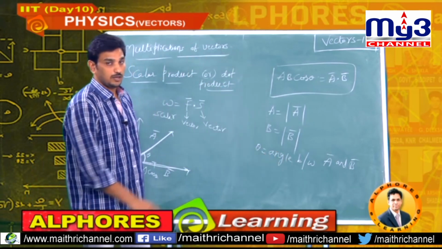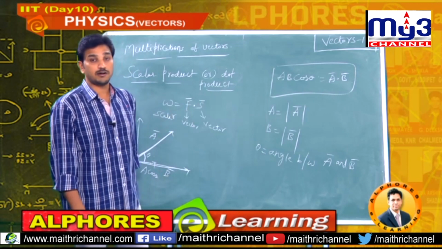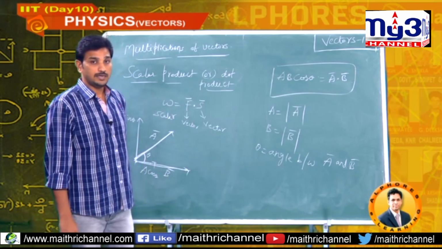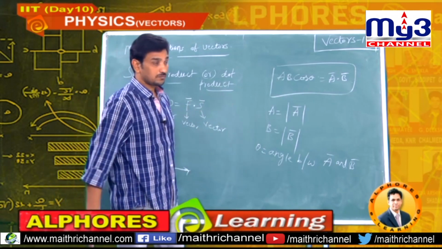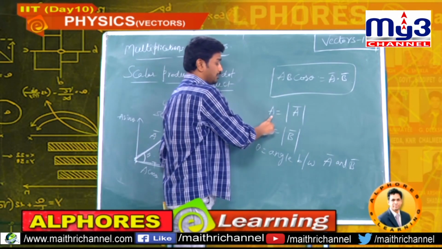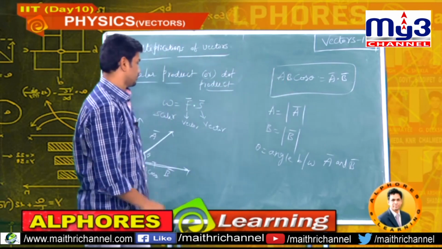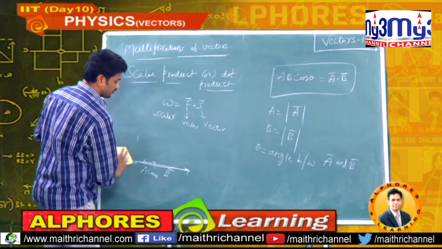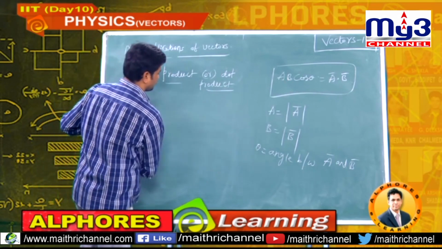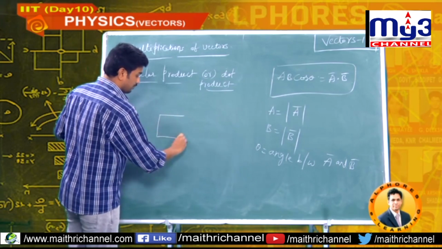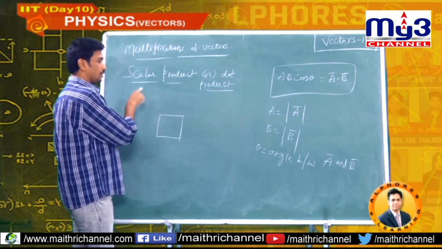Now here we got the clarity. What is the meaning of dot product? A bar dot B bar is equal to AB cos theta. What is A? Magnitude of A bar. What is B? Magnitude of B bar. Now one more, I will take one example, again to make you clear about scalar product.